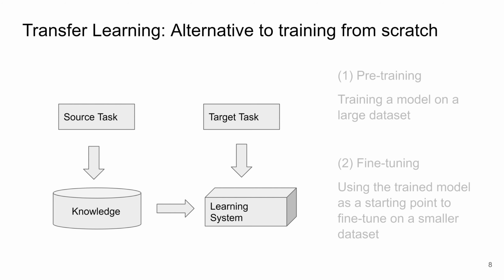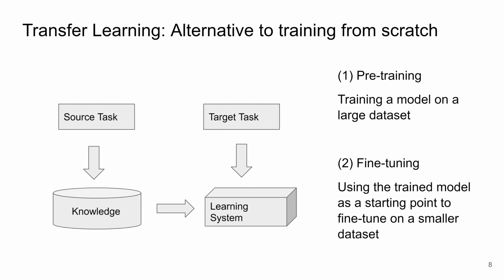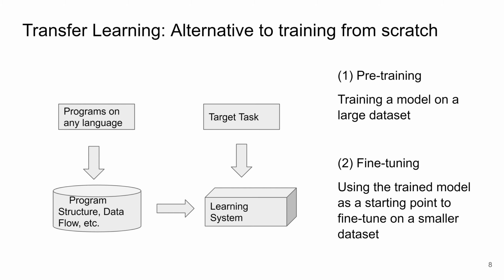Transfer learning in NLP involves pre-training, where we train a model on a source task, which has sufficient training corpus, and then use such a pre-trained network to fine-tune it with the target task dataset. For example, we can pre-train the neural network on a dataset that has programs from any programming language, from which it can learn program structure, data flow, and so on, which can then be used to fine-tune on Simulink language.